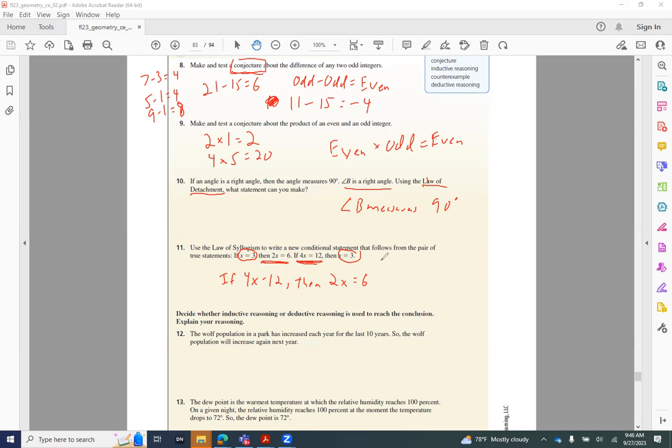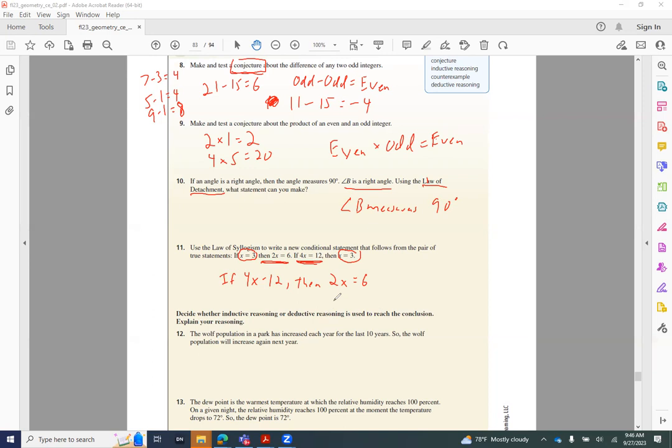All right, on number 12, the wolf population. Describe whether inductive reasoning or deductive reasoning was used to reach a conclusion. Inductive is when you're looking at information and you're taking a guess, making a conjecture. Deductive is when you're using laws and properties. So to make a conjecture, you're using inductive reasoning. If you're doing a proof, you're using deductive reasoning.